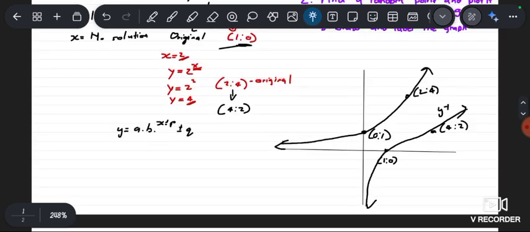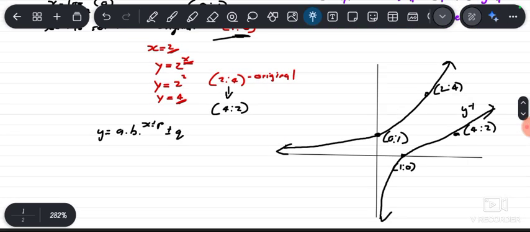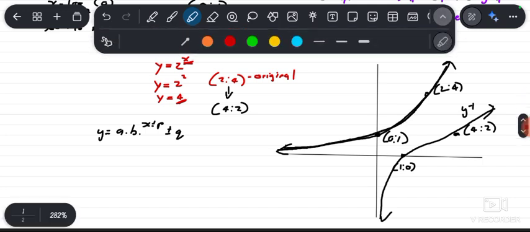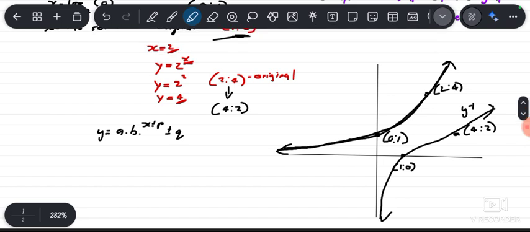Now, I want you to remember this. This one, let me highlight it. This one is in blue. Yes, this one that is highlighted in blue, that is the original function.